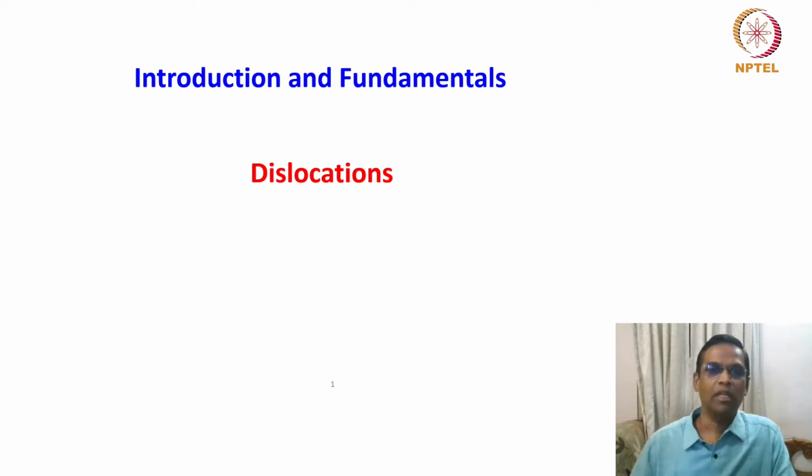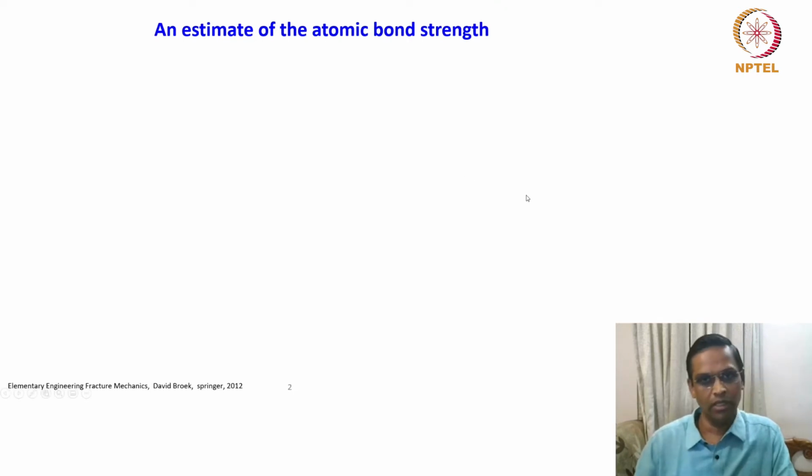Before even going to the dislocation introduction, we will spend some more time on an estimate of the atomic bond strength. We have already looked at different kinds of bonds, and the definitions of bond length, bond strength, and so on. Suppose you theoretically try to estimate how much energy is required to break an atom-to-atom bond, how much would it be? So it is a theoretical estimation of bond strength.